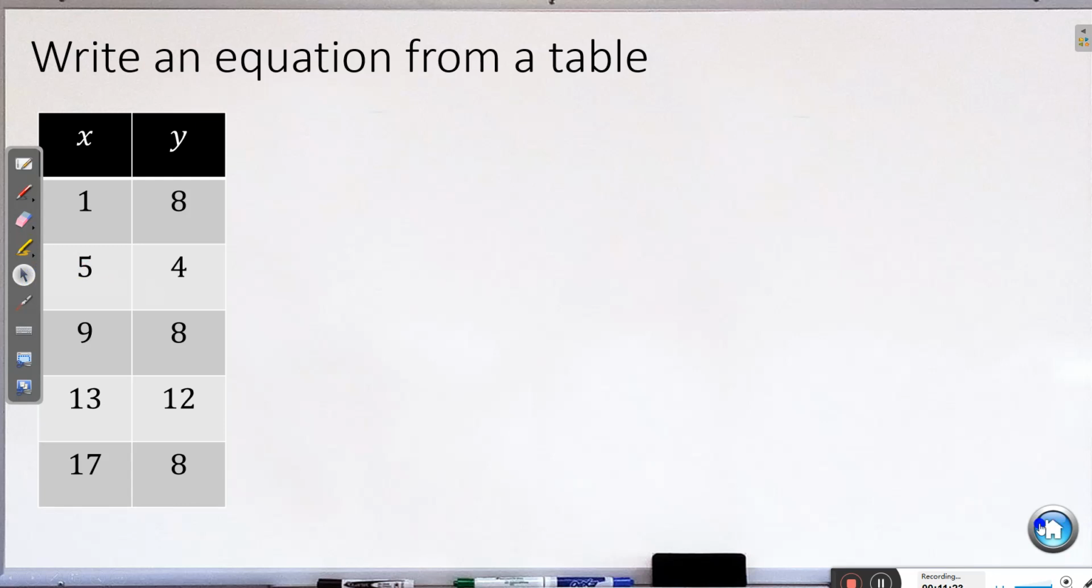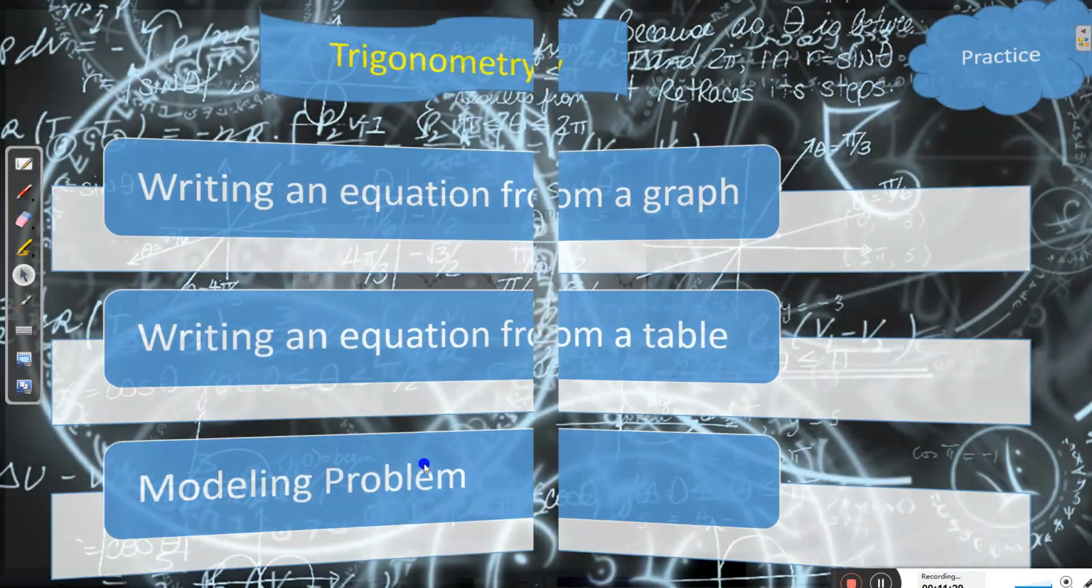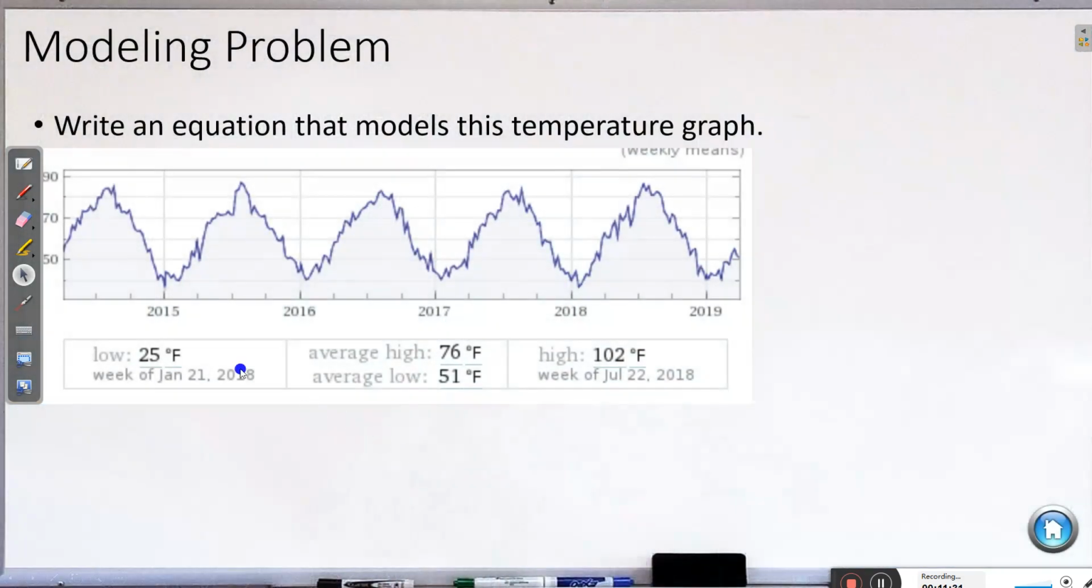All right, last topic here. So we're going to take those two and sort of put them together and look at a modeling problem. And so I found some data here. This is the average temperature of, I believe it was Tokyo. Every week they would average the temperatures. Wolfram Alpha can give you this. It's actually quite cool. So we're going to model this wave and write an equation that would model that.